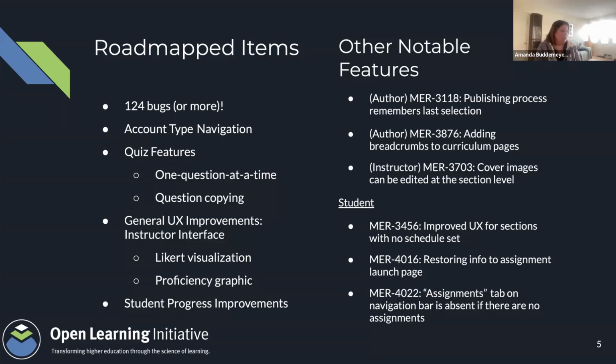Before I hop over into my browser, I will talk a little bit about the first roadmap item. We actually call these larger roadmap sets of features epics, so I'll use that, and hopefully that's not confusing. The first epic is account type navigation. You're going to immediately see a difference when I go over to the browser.